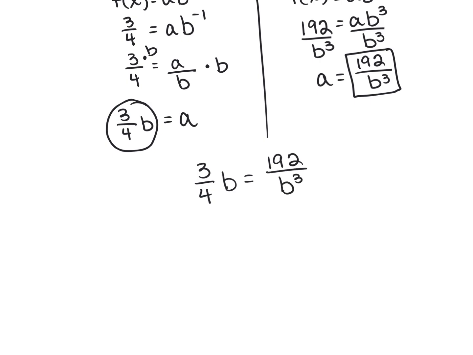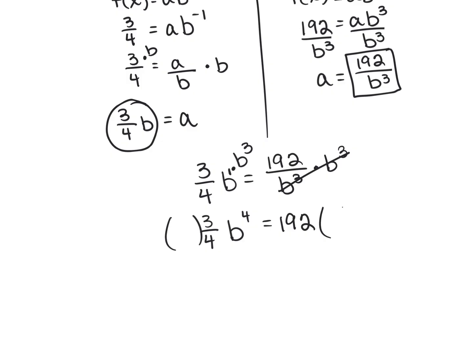Our goal here is to solve for b. So I need to multiply this side by b cubed to get it out of the bottom, and I have to multiply this side by b cubed to keep it equal. So those are gone. I have 3/4 b to the 4th power, because this has a 1 with it, and that's equal to 192. So in our hope to solve for b, I have to get rid of 3/4, so I'm going to multiply by its reciprocal, 4/3, so that those cancel. And if I multiply over here by 4/3, I'm going to get what b to the 4th has to be equal to.